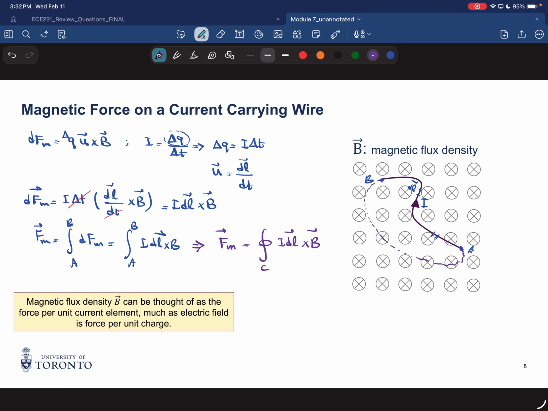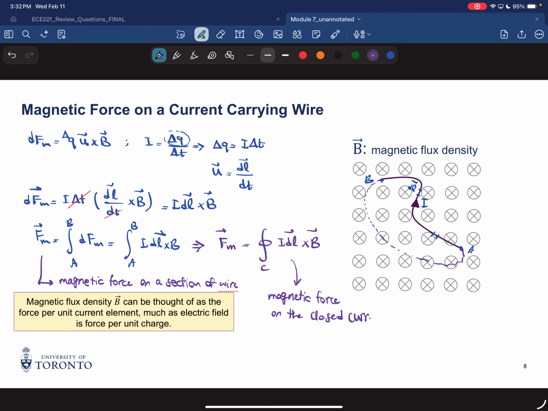So this is the magnetic force on a section of the wire, and this is the magnetic force on the closed current loop.